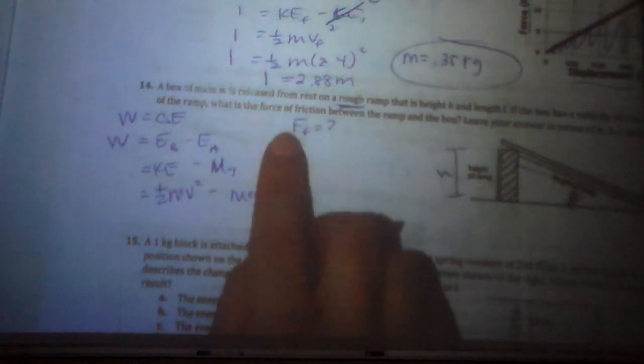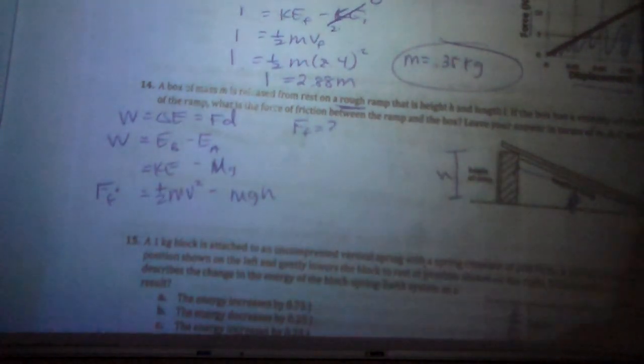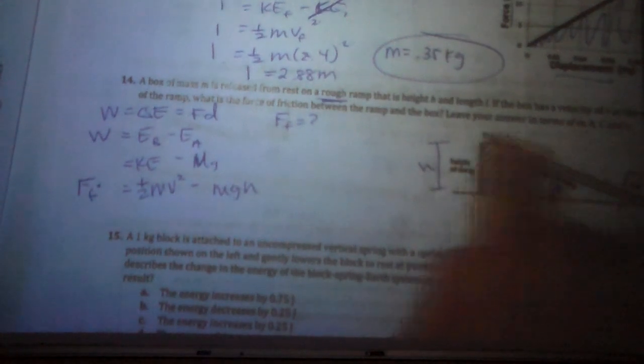Now I'm asked to find the force, but remember work is also equal to Fd, so this is the force of friction times the displacement. The distance traveled, right, the part of the displacement in the opposite direction of the friction force, is L. So then all I have to do to get F is divide by L. So I found my work, right, and then work equals Fd, divide the distance over.